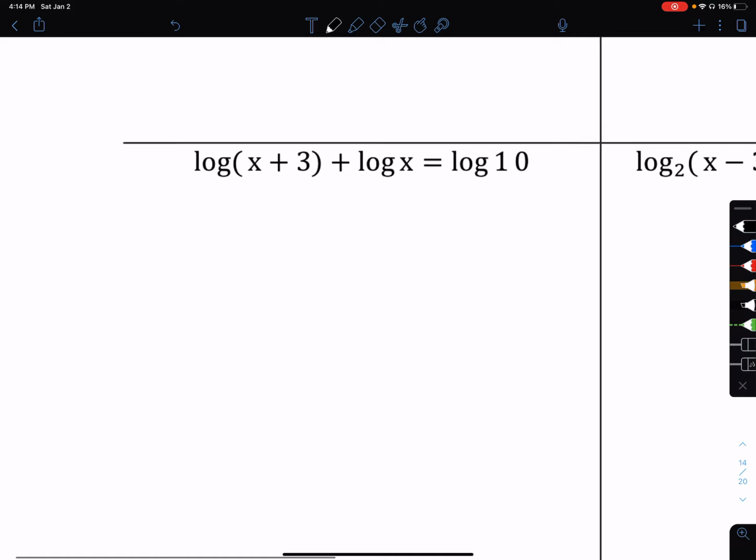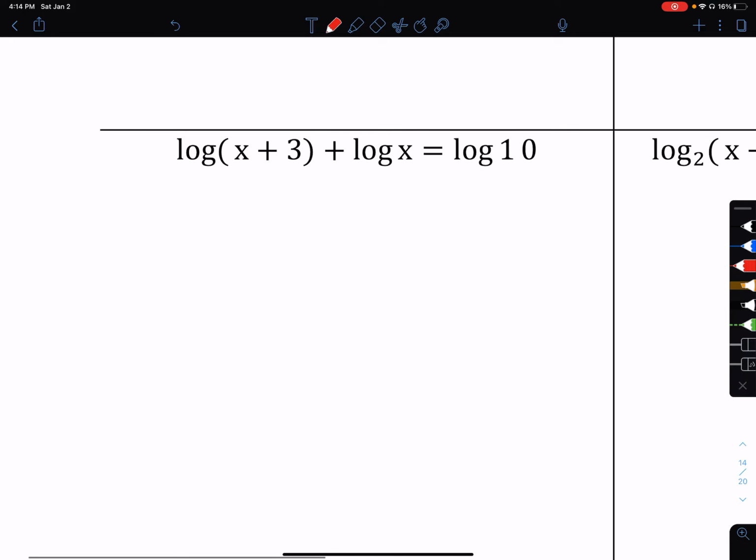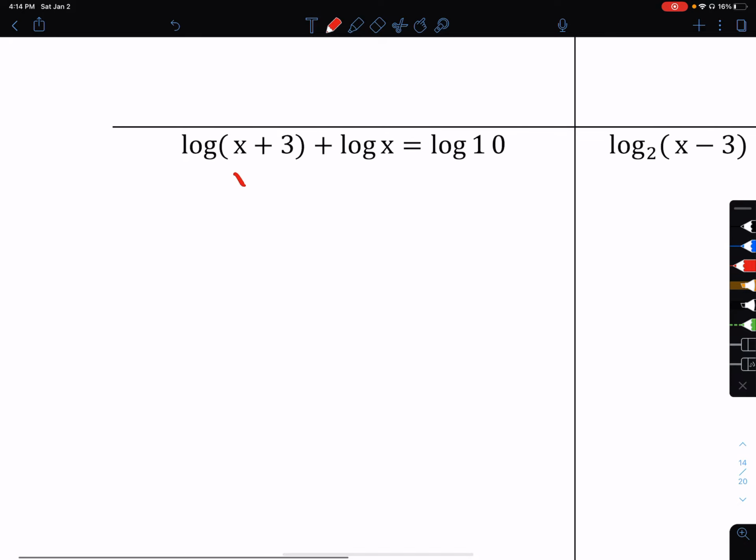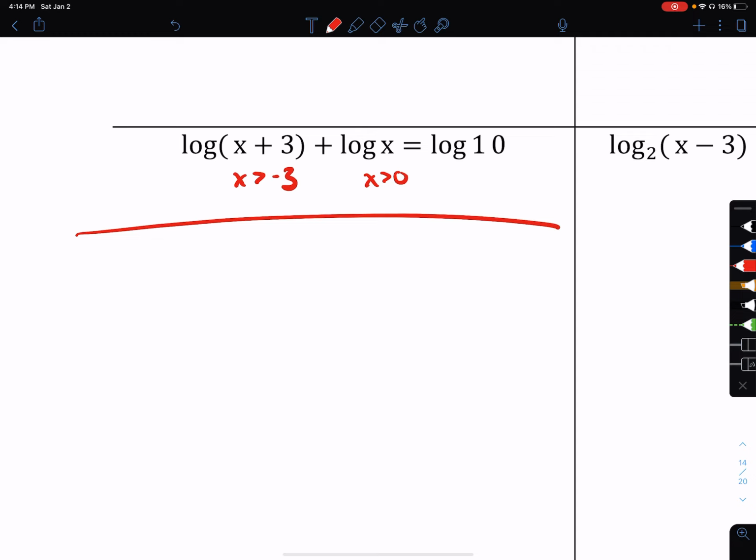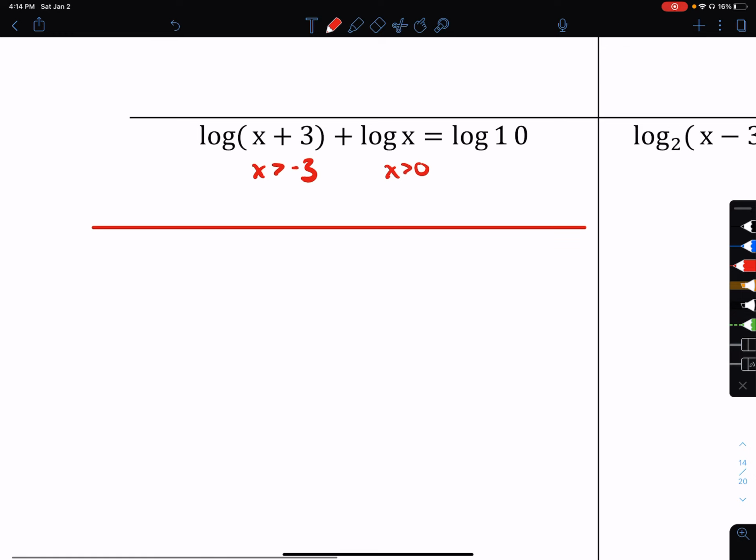3 more. Let me make some notes here before I get started. Here, x has to be bigger than -3. Here, x has to be bigger than 0. Just want to point that out. And let's consolidate the left into one logarithm by using the product property. We can write the logarithm, and if we multiply the arguments, we get log of x squared plus 3x.